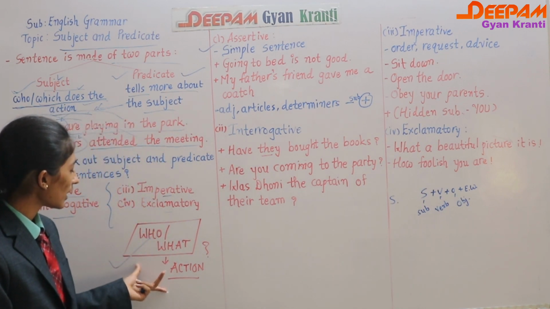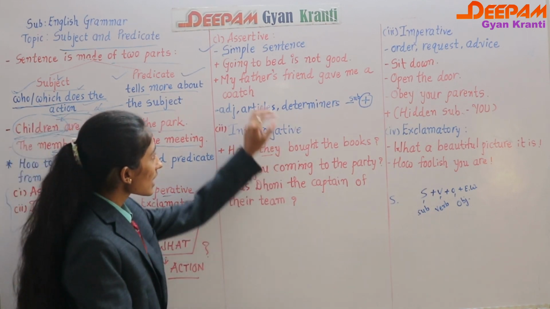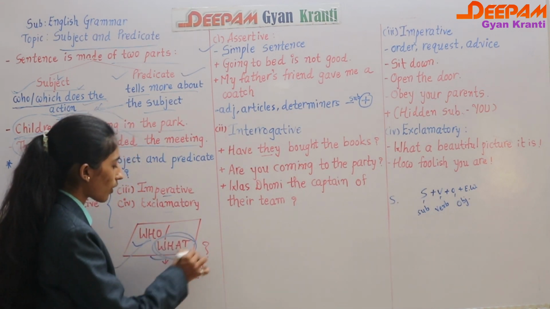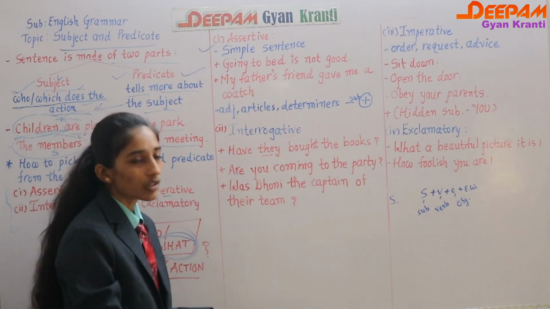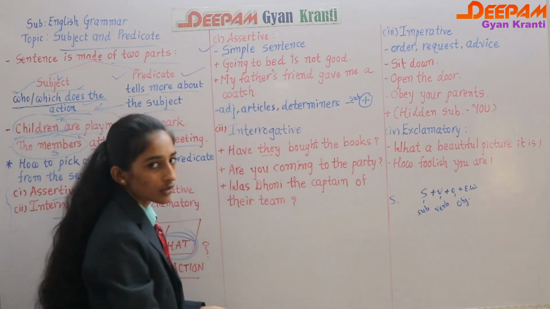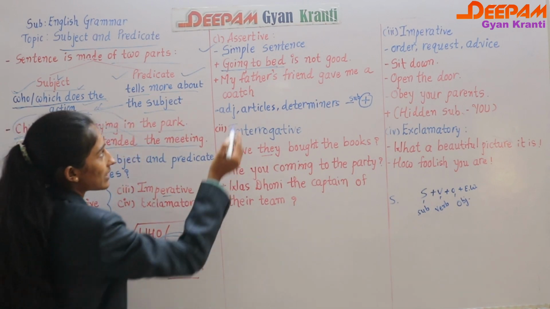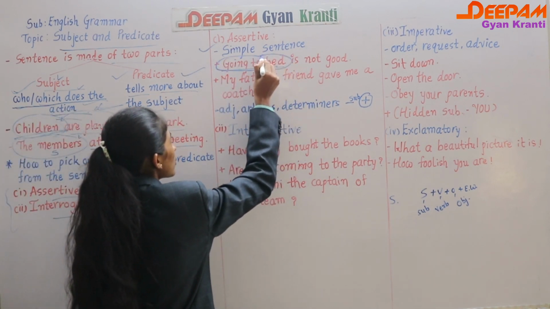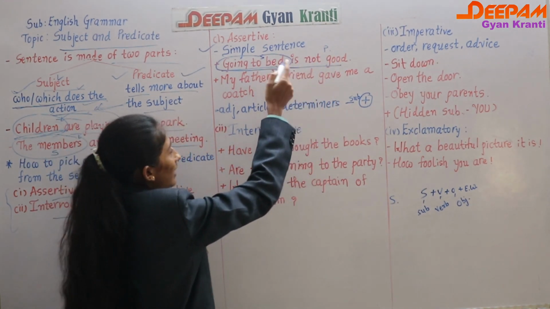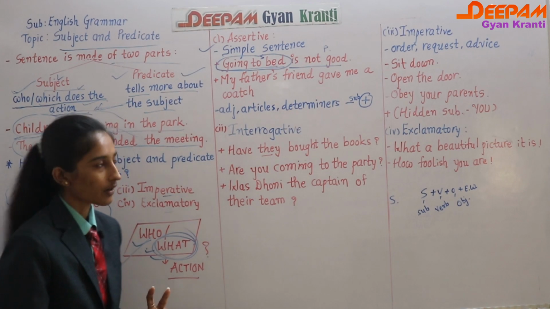Now I already told you that when you want to find out the subject, you have to ask the question with who or what. See here, a living thing is not given to you, so definitely we are going to ask the question with what. So what is not good? Definitely, going to bed. So this going to bed is your subject, and is not good is the predicate. Not good adds something into going to bed, that going to bed is not good, right?